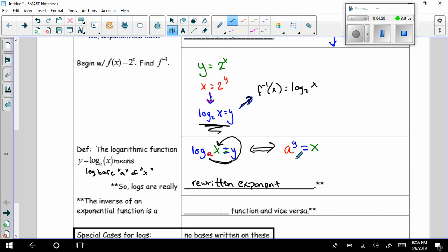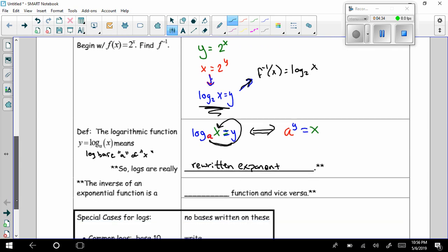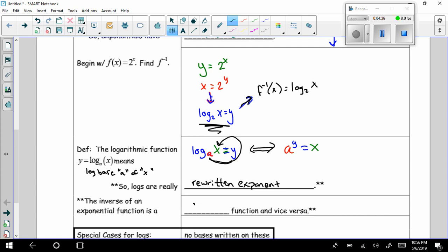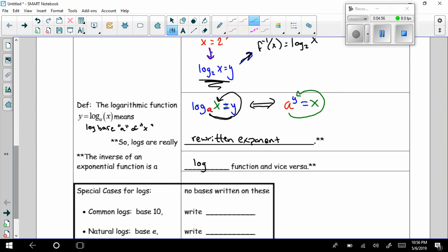Okay, so the form works both ways. The inverse of an exponential function is a log function, and vice versa. So again, we can go either direction with this. Log base a of x is y, right? So a to the y power is x. All right, so just always keep in mind that a log is equal to an exponent.